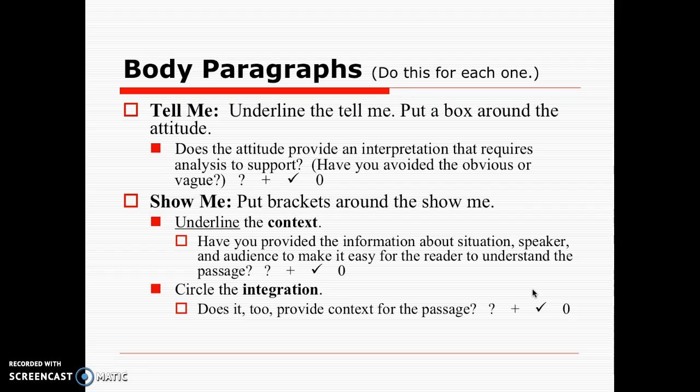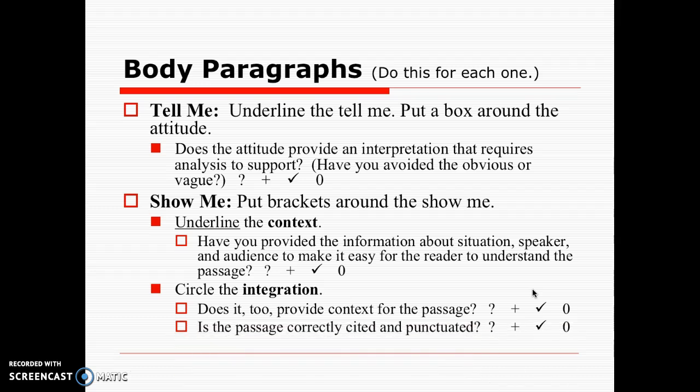So again, evaluate it. Is your integration providing context for the passage? Meaning, have you already underlined this? If you haven't, there might be a little problem there. So again, question mark if you have questions about it and you're not sure, plus if it's as good as you can make it, check if it's there, you think it's proficient but it could be better, and a zero if you don't have it at all. And remember, notes to self, all right? Future self is very forgetful.